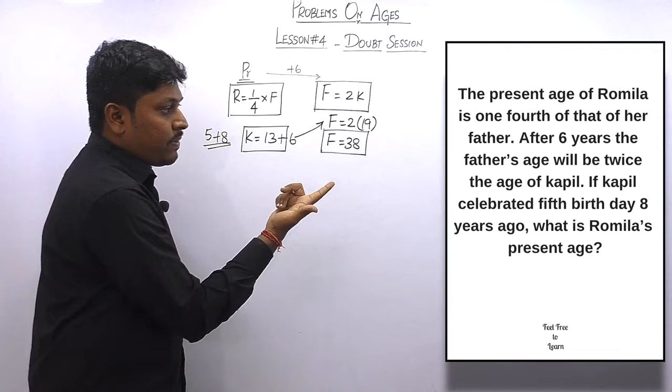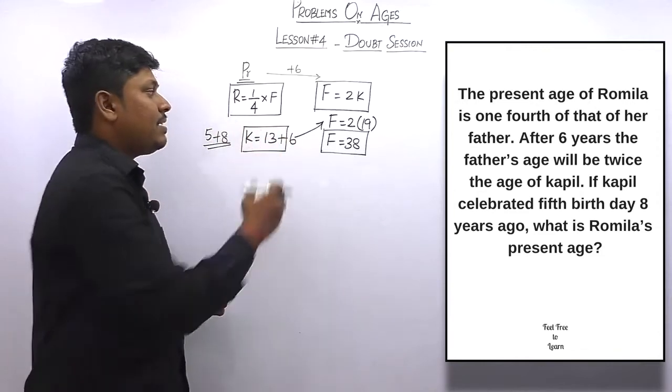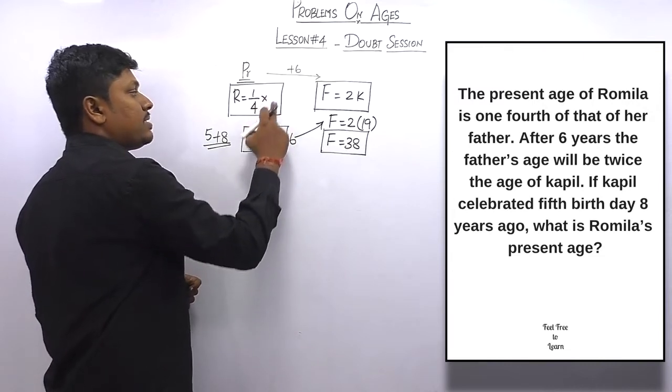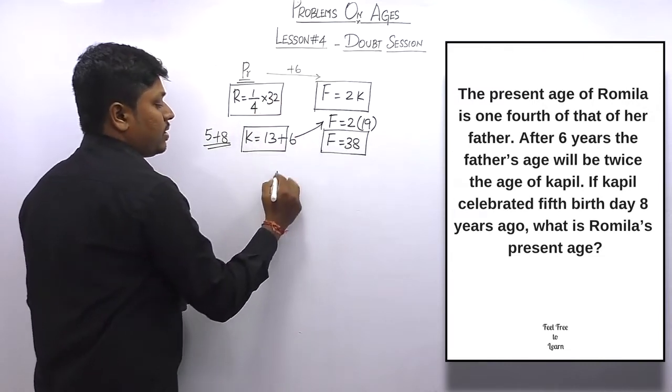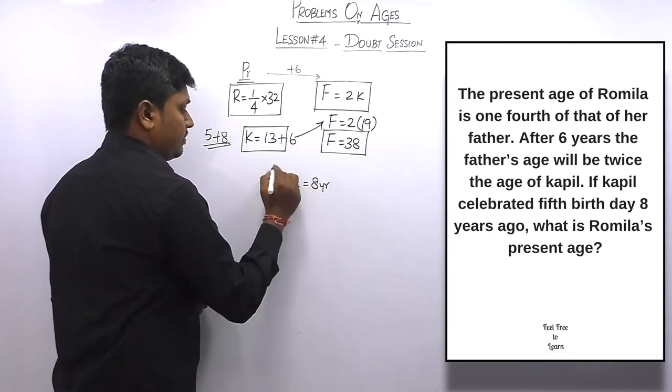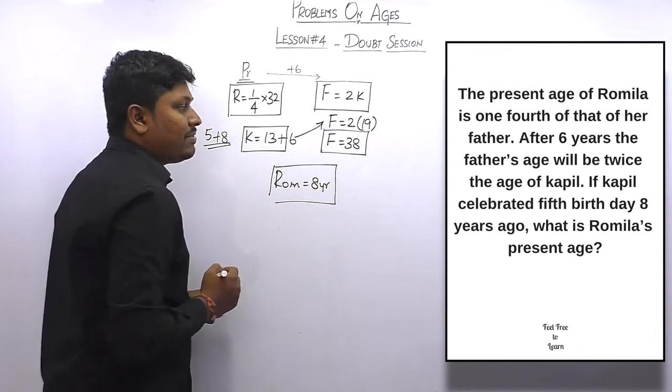And our target is to find the present age of Romila. Then we can say before 6 years the father age will be definitely 32. So if we substitute 32 here, Romila age will be 8. So 8 years. So the answer for this question number 5 is 8 years.